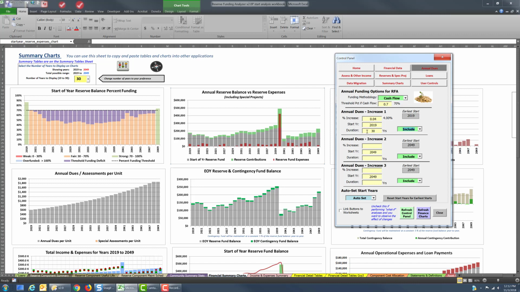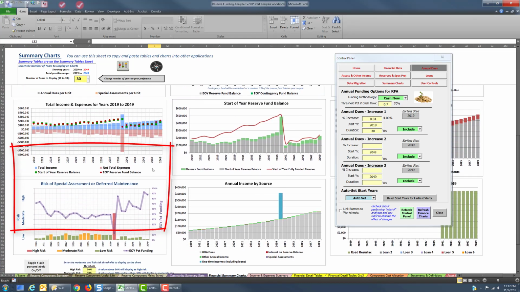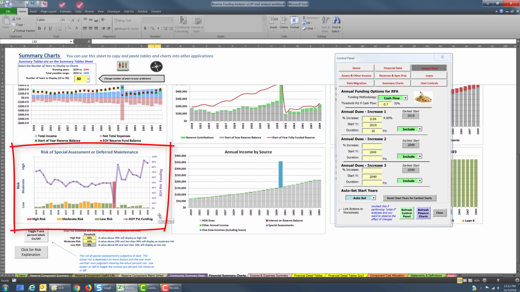This could be acceptable for some people. Now, you can see in the start of year reserve percent funding that we're dropping down in some cases as much as 29%, below the actual threshold. What that does is increases our risk for special assessments. Well, if we go down here, we can watch what our risk of special assessments looks like.